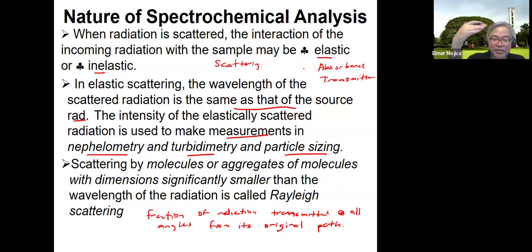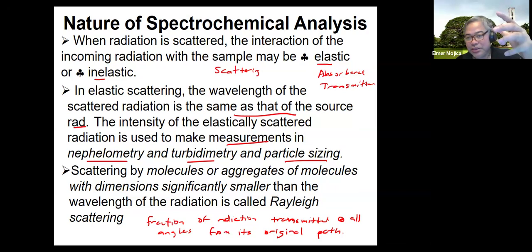Absorbance is the amount of light that interacts with or is absorbed by your sample, while transmittance is the amount of light that passed through the sample. So the same thing with nephelometry and turbidimetry. In nephelometry, the intensity of the scattered light is measured, while in turbidimetry, the intensity of light transmitted through the sample is measured.